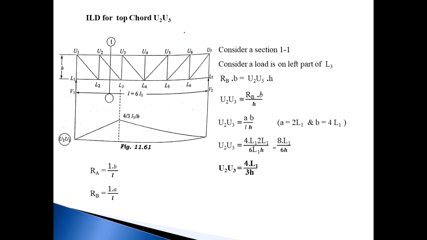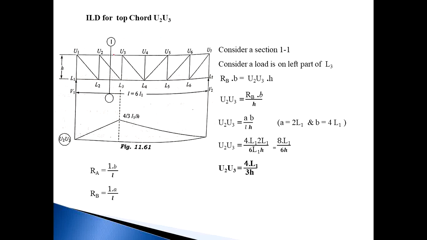Whenever you analyze a truss for a long span, you want to calculate using the ILD method. It is a very easy method to calculate forces in the members of trusses. Otherwise, if you calculate using the method of joints or method of sections, it is a much more tedious method to find the forces in the members. So ILD is an easy method for analysis of trusses, and it is used for moving loads.